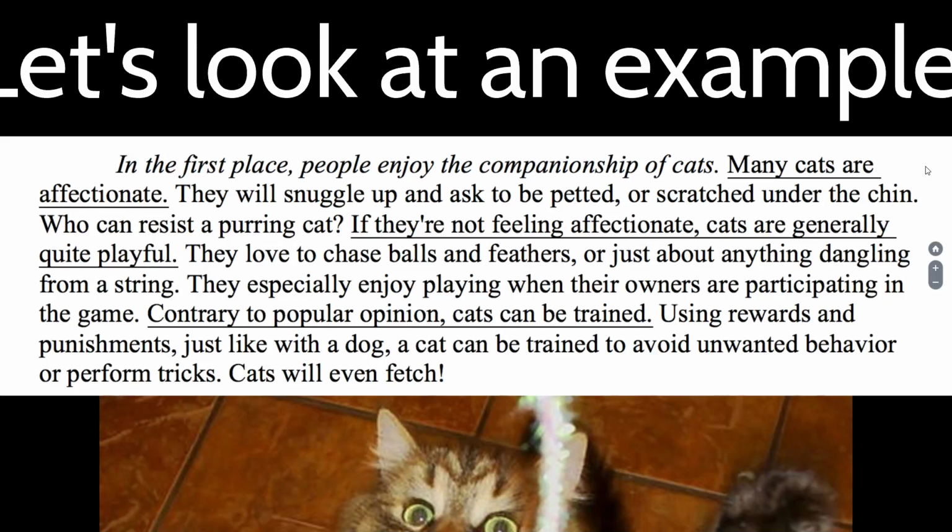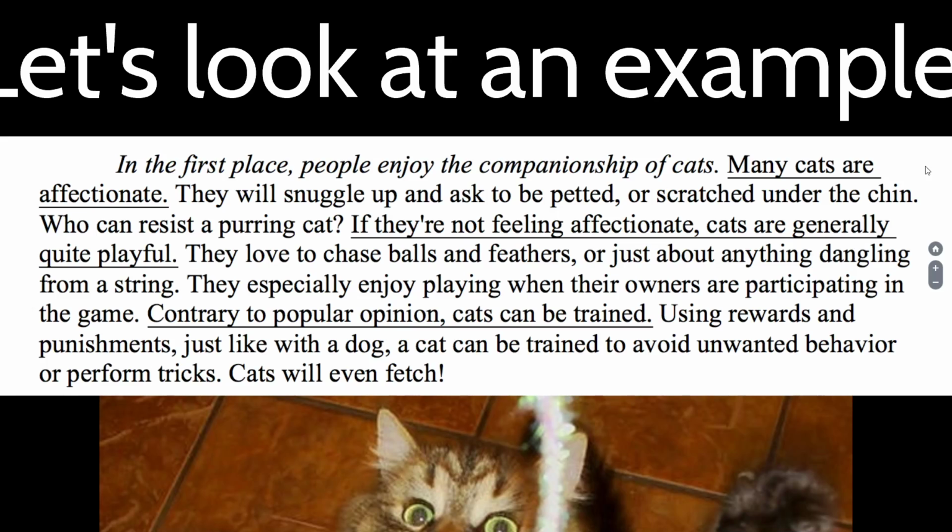So let's look again at our example paragraph. Many cats are affectionate. This is our first supporting sentence. Then we have two sentences that provide some detailed information, some examples. In the first example, to say what these actions are, the writer has written, they will snuggle up and ask to be petted or scratched under the chin. Who can resist a purring cat? I think these are excellent examples. And the writer has obviously thought about this word affectionate.